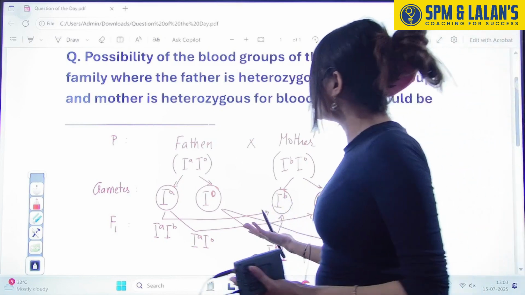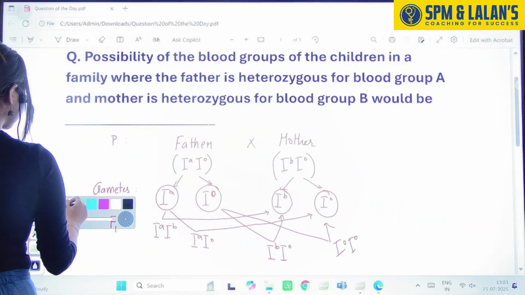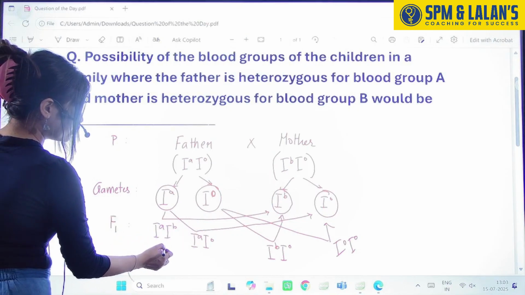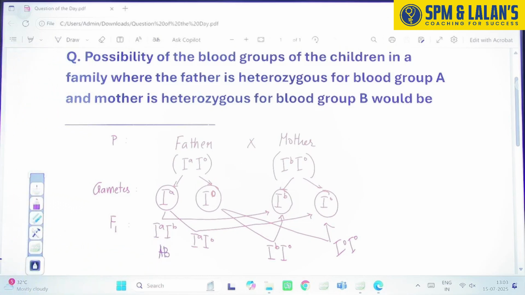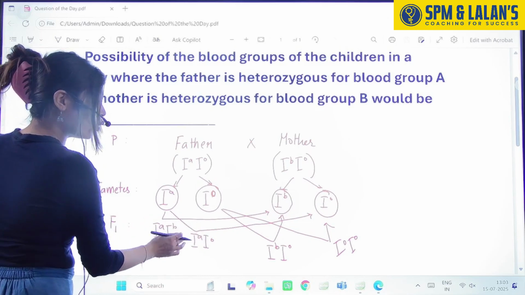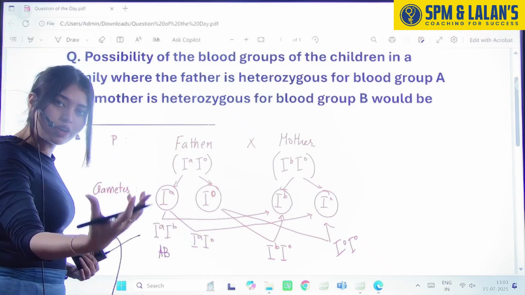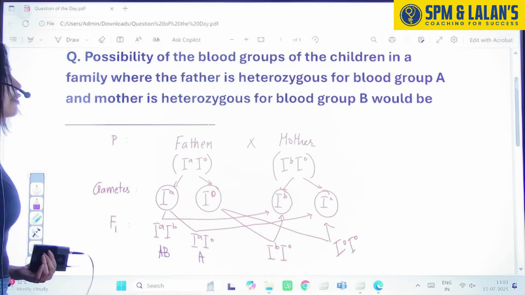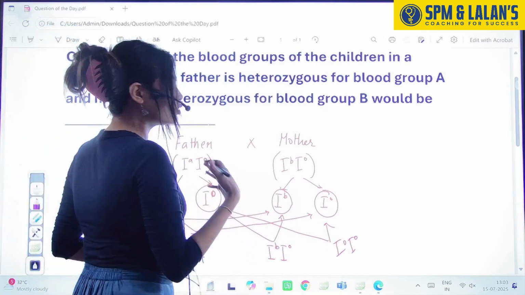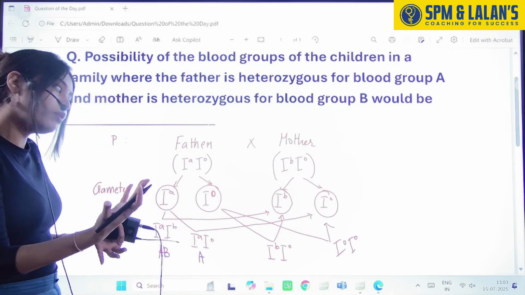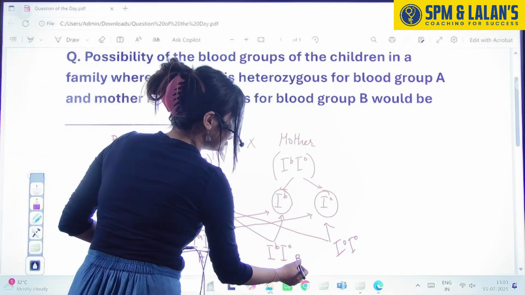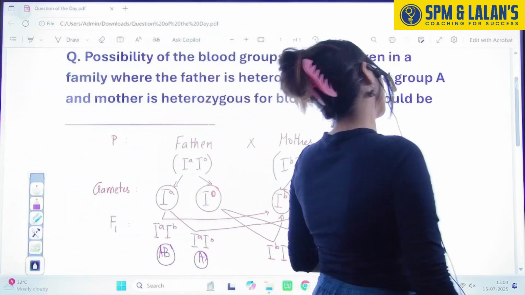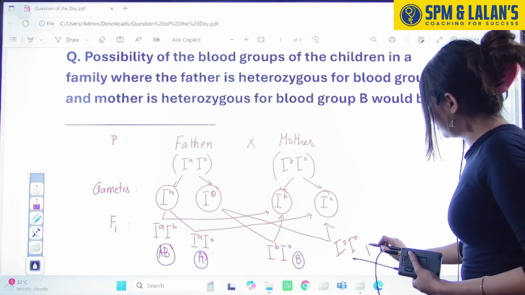Now let's find out what the blood group would be from these genotypes. For IA IB, it will absolutely be blood group AB. From IA IO, I already said that IA is dominant over IO, so IA will express itself, so the blood group would be A. For IB IO, B is dominant over IO, so obviously B will express itself, so the blood group will be B. And the last one, IO and IO, so the blood group will be O.